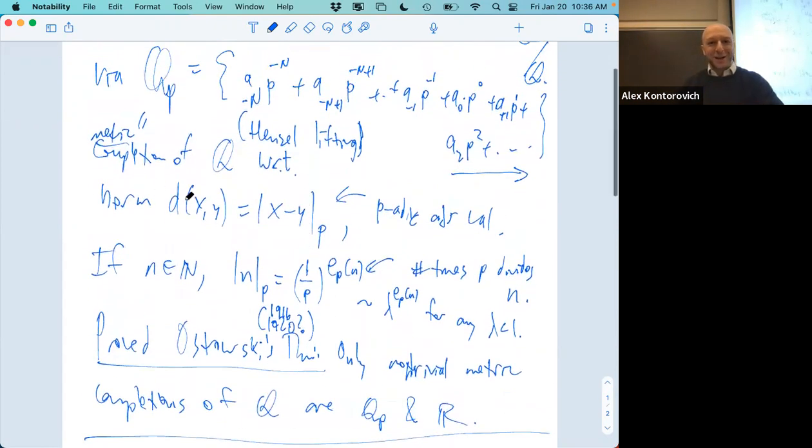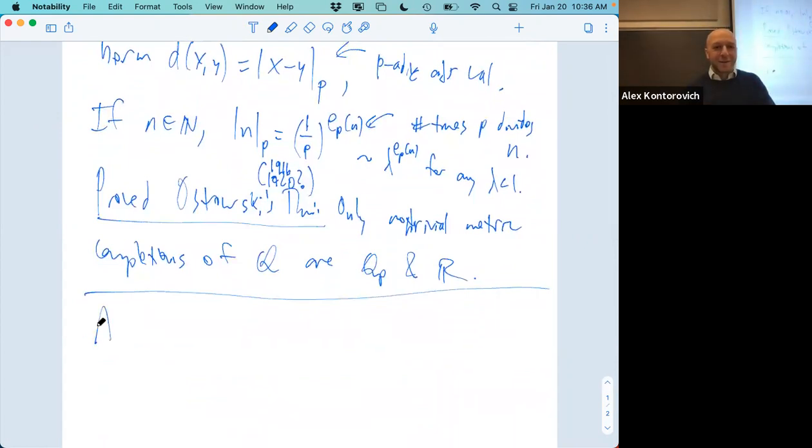This completion stuff is a total aside. This is not what I want to talk about. But here's the funny thing. The real numbers are metrically complete, of course. Cauchy sequences of real numbers converge to real numbers, but they're also almost algebraically complete.